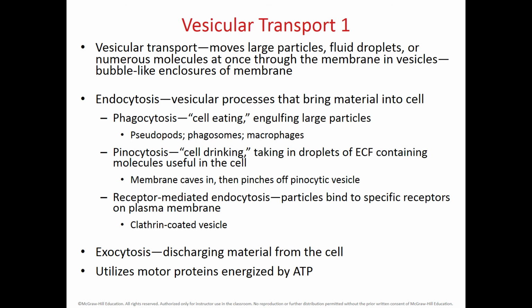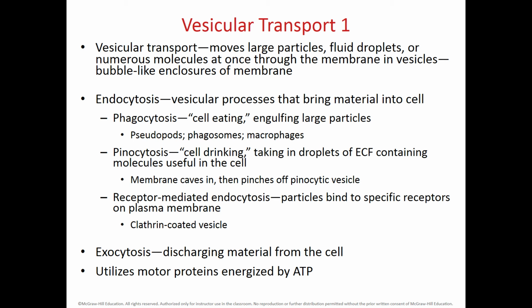Now we have another transport in the cells called vesicular transport. This is the movement of large particles, fluid droplets, or numerous molecules that pass through the membrane in vesicles, like little pouches or bubble-like enclosures of the plasma membrane. When vesicular transport brings molecules into the cells, it is called endocytosis. When you are moving particles or molecules out of the cells, it's called exocytosis. And you use motor proteins that are energized by ATP.